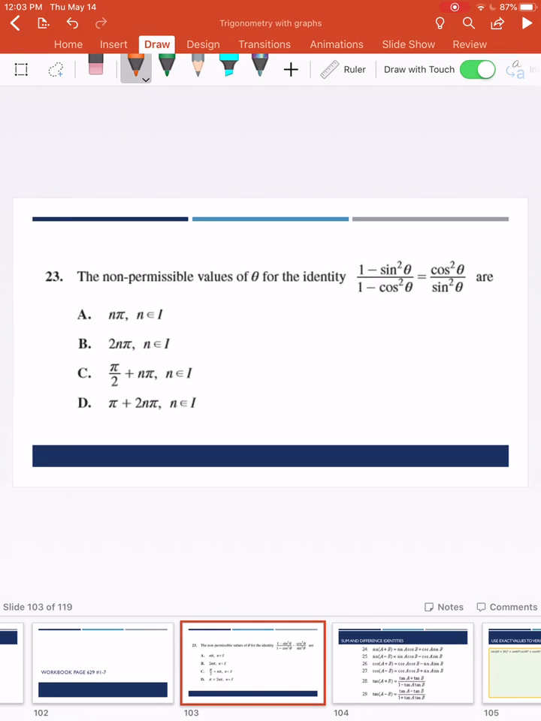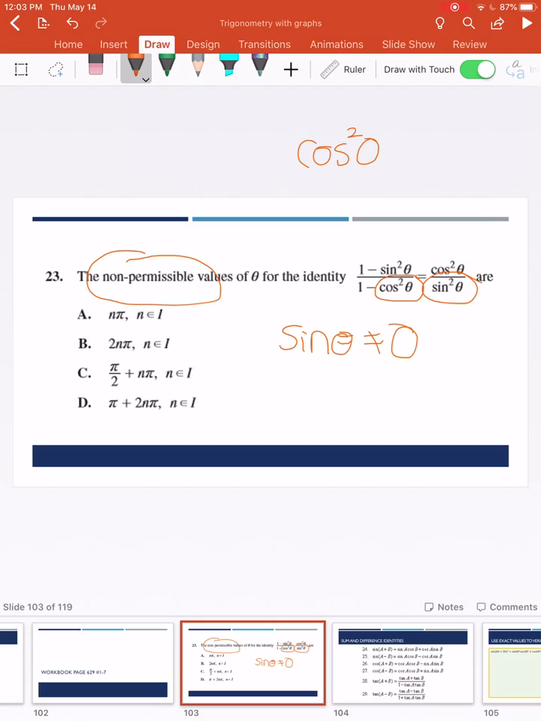1 minus sine squared theta. So I'm looking for non-permissible values. So here, I know sine squared theta can't equal 0. So I'm just going to write sine theta can't equal 0. Over here, I know cosine squared theta can't equal positive or negative 1. Okay, so that means cos theta can't equal 1. Cos theta also can't equal negative 1.